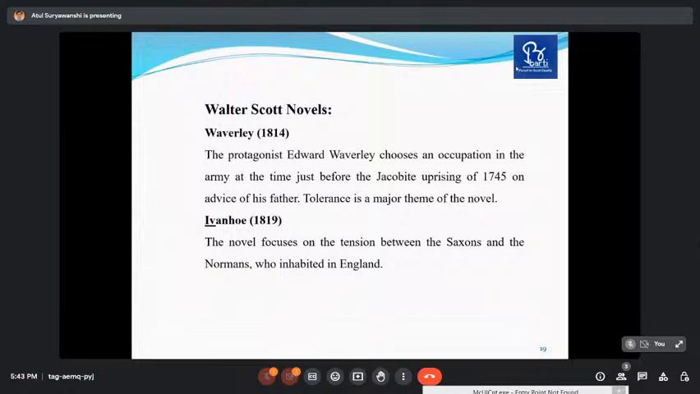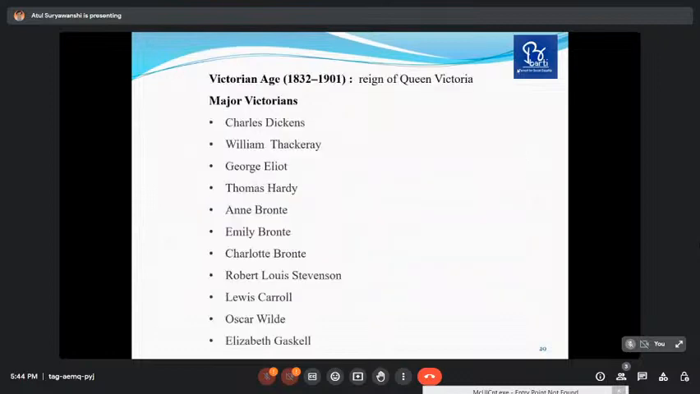The next novel in the series, which was published in 1819, is entitled Ivanhoe. The novel focuses on the tension between the Saxons and the Normans who inhabited England. So there is tension in this novel, written by Walter Scott, entitled Ivanhoe, one of the masterpieces in English literature, published in 1819. The next period in the series is the Victorian Age, which initiated in 1832 and lasted up to 1901, when there was the reign of Queen Victoria.